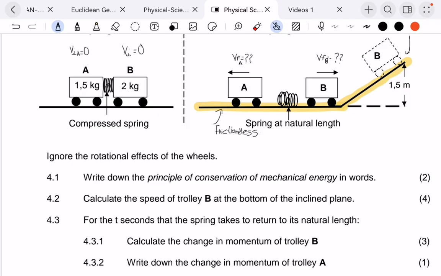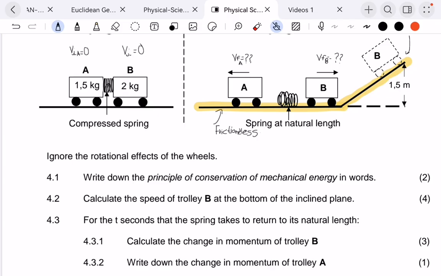And now let's go to 4.1. Write down the principle of conservation of mechanical energy. In physical science, basically, when they ask you to write a definition about a certain principle or law, the chances that you're going to use it on the following question are very high. So basically, they want you to describe the principle of conservation of mechanical energy.